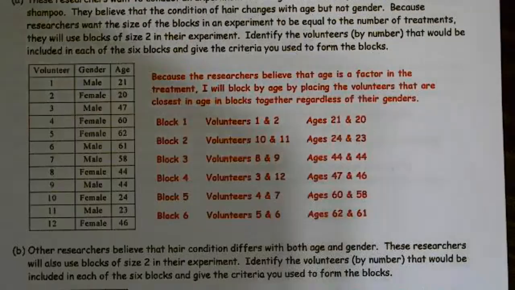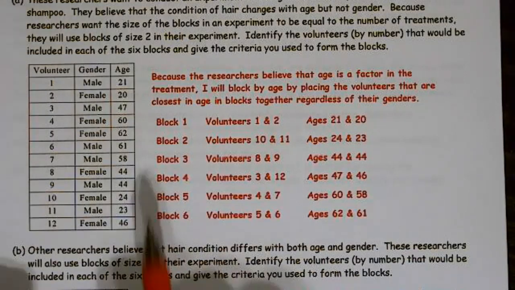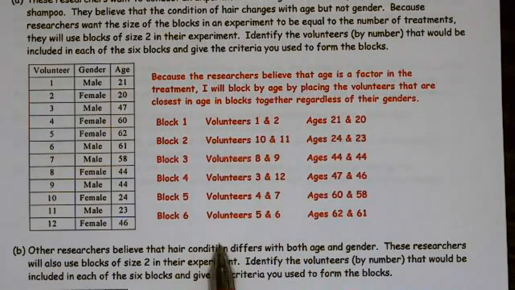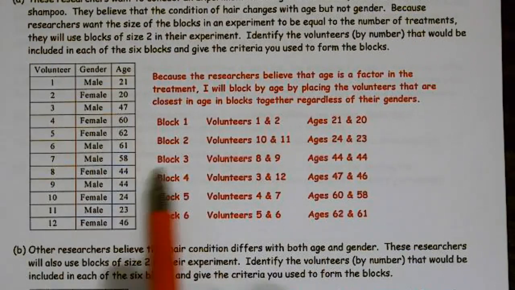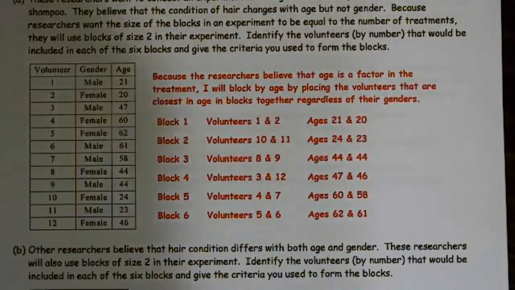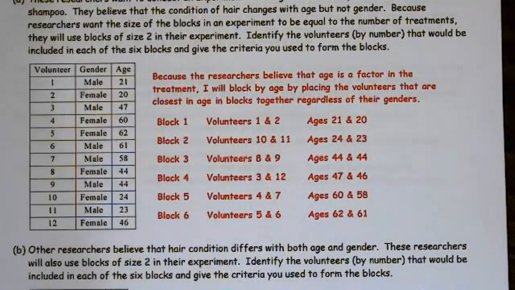So basically I just said, okay, age is important. I need them to be as similar as possible, because that's the idea of a block. Volunteers 1 and 2 are similar in age, so there they go, 10 and 11, all the way to volunteers 5 and 6, or 62 and 61. Your blocks do not have to be in the same order. It can be in any order, but the volunteers in the block should be the same. If you just gave the volunteer numbers, they accepted that as full credit. If you just gave the ages, they accepted that as full credit.